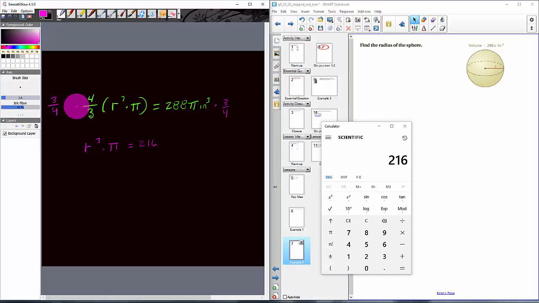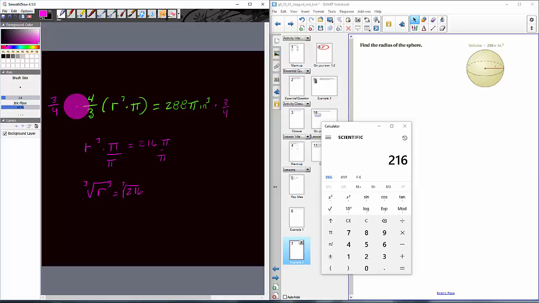And now I think of, and of course this is pi. And then I'm going to divide both sides by pi. And I'll have r cubed equals 216. And now I have to take the cube root, right? Which is why we learned it in the last chapter.